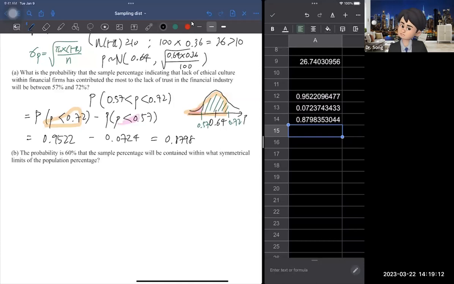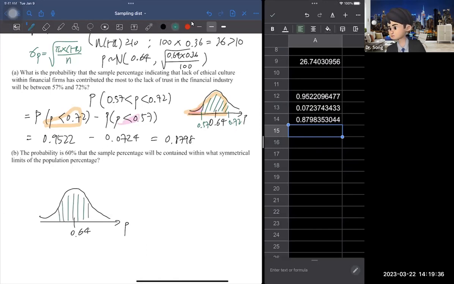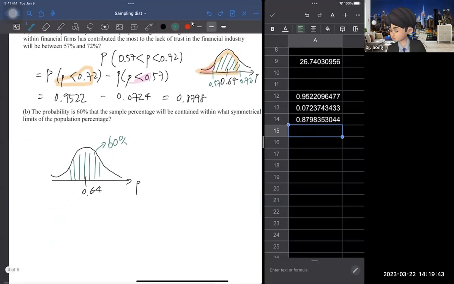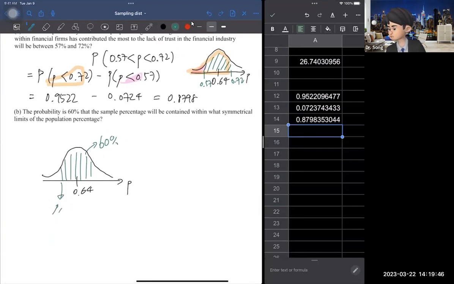Now, question number B. The probability is 60% that the sample percentage will be contained within what symmetrical limits of the population percentage. All right, so the question asks the following. Here is the sample proportion, which follows normal distribution with the mean equals 0.64. Now they let us know this shaded area, symmetric around this mean, is 60%. And we want to know this value. Let me denote this one as sample proportion P1, and this one as sample proportion P2. We want to know those.